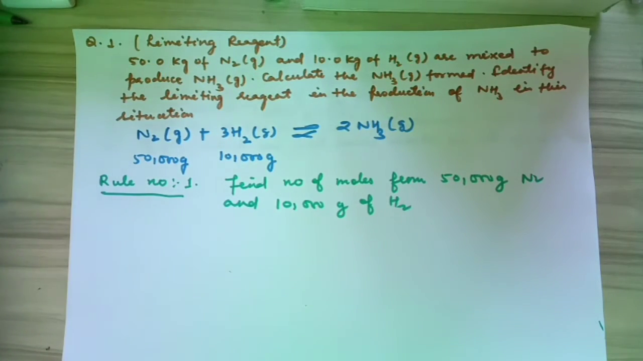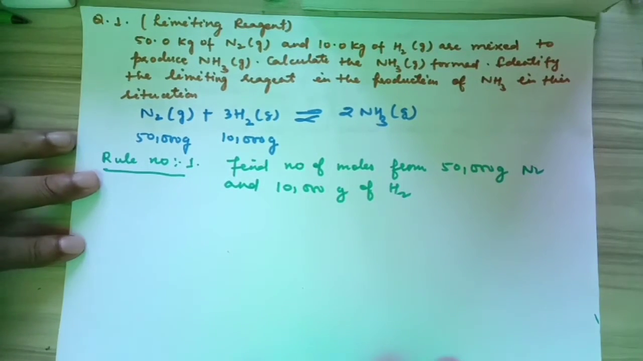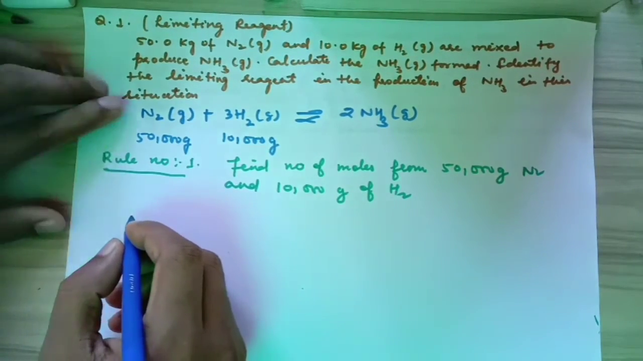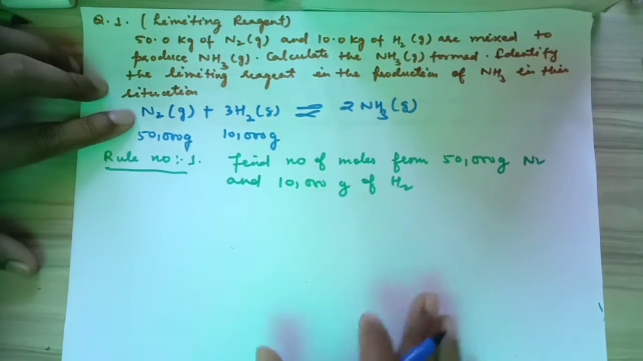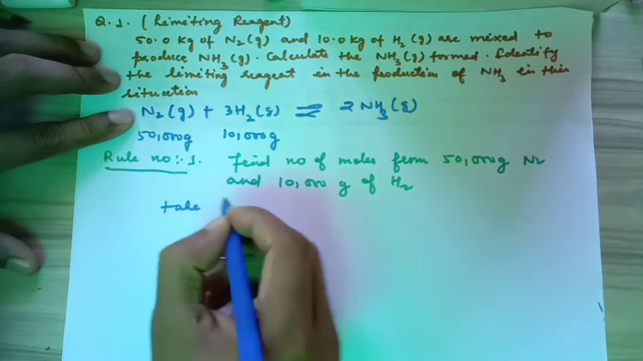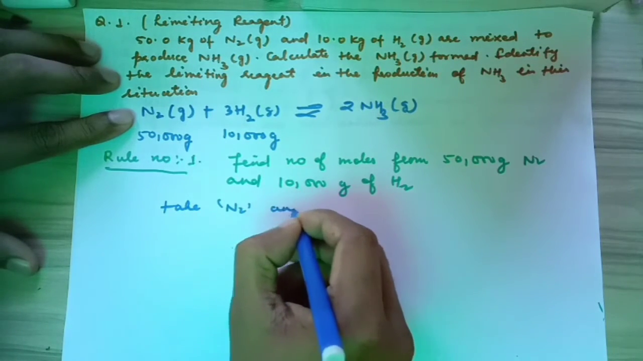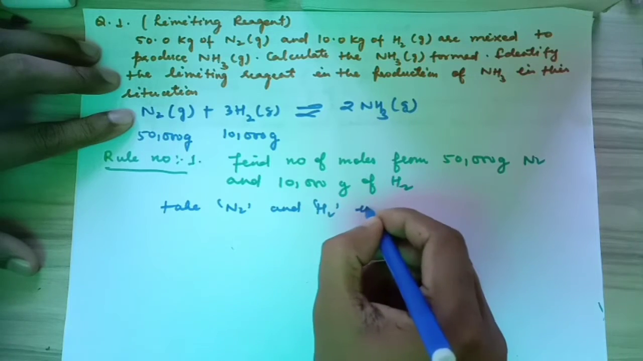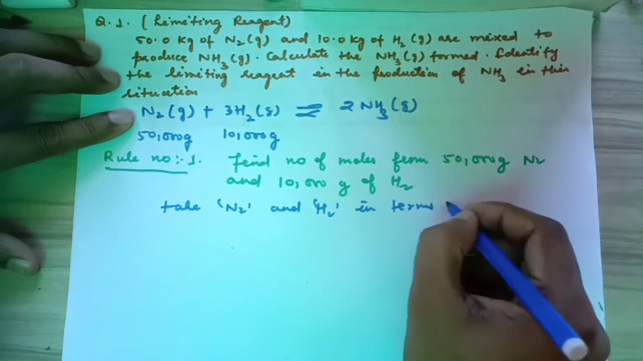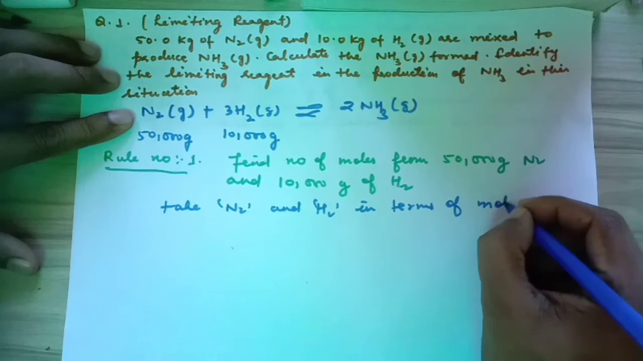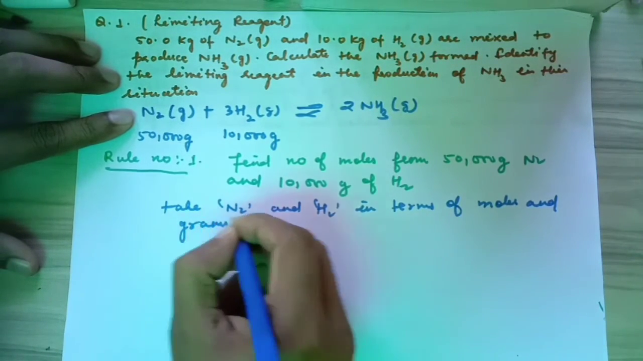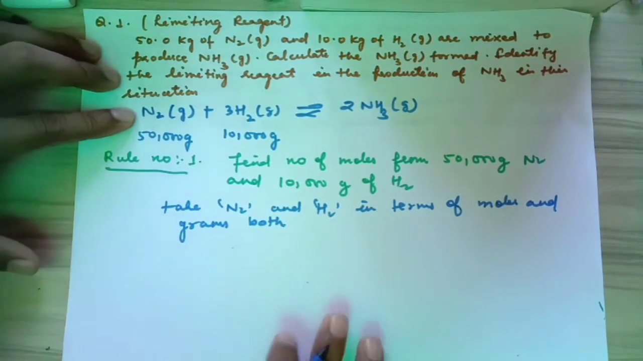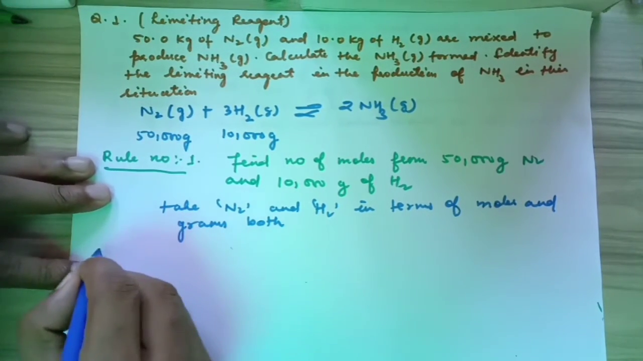Let's see how we can find it out. So the basic process is we take N2 and H2 in terms of moles and grams both. Case 1.